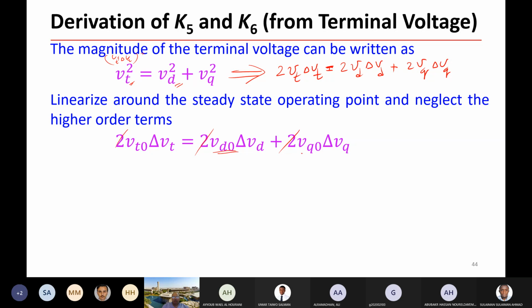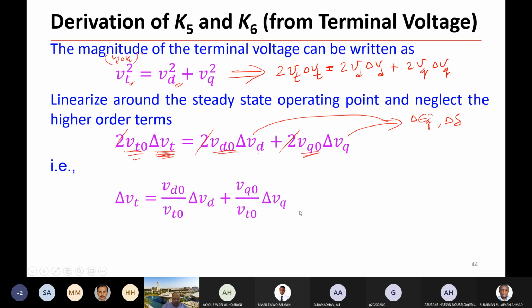These are the initial values, which are known already, calculated. So you can write delta VT in terms of delta VD and delta VQ. And you will replace delta VD and delta VQ in terms of delta EQ prime and delta delta. So you can express now delta VT in terms of the states, delta EQ prime and delta delta. So you have it as such.